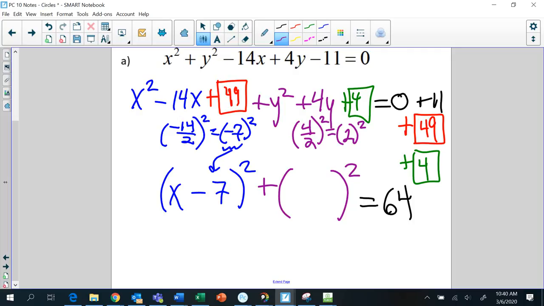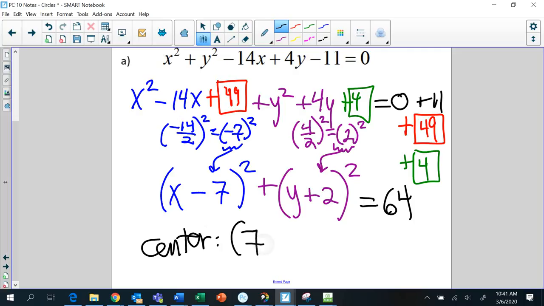What goes in the purple one is going to be y. And then what goes in the second part is whatever you had before you squared to get the 4, which is a +2. So now it's in that form. My center is where? +7, -2. And my radius is 8.